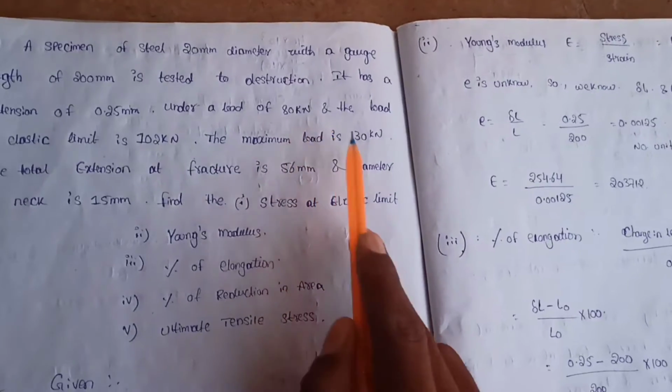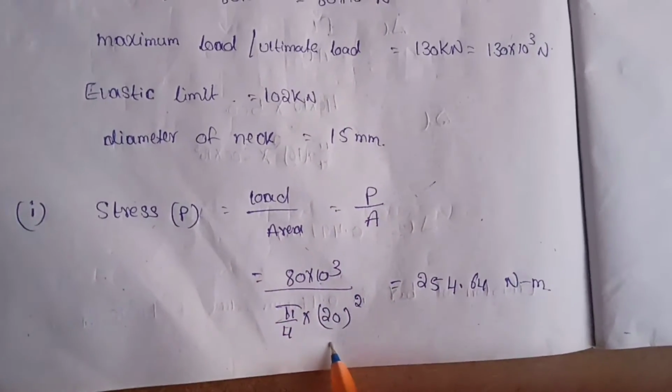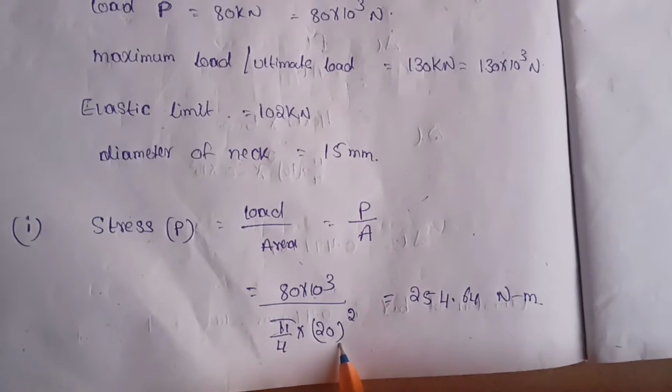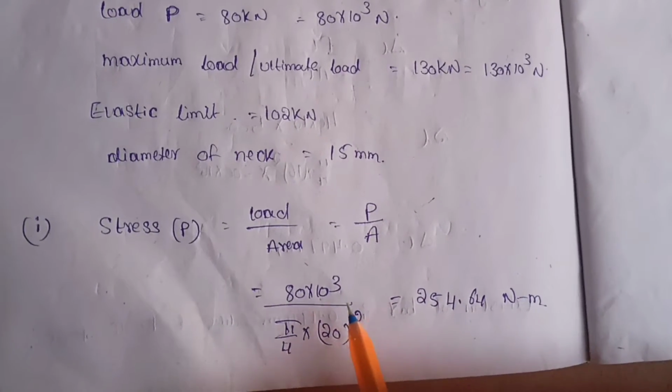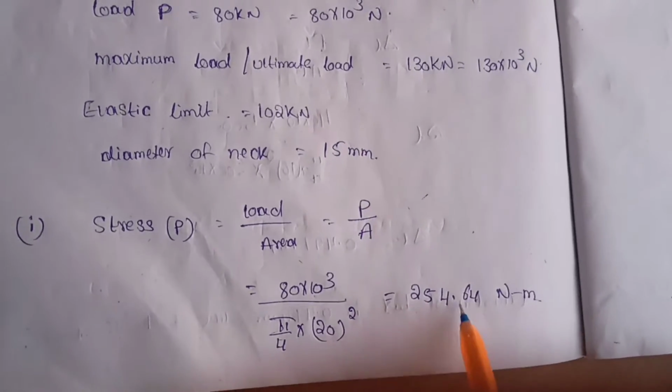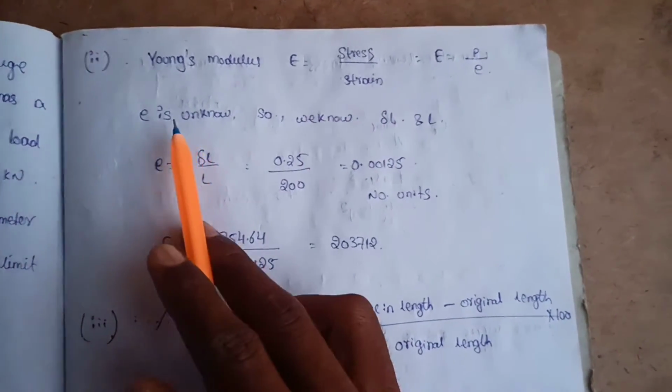Not only here, also into 10 cube. And area, load by area, pi by 4 into d square. D means 20, so 20 square. So we use a calculator and get an answer of 254.64 Newton meter. First one completed. Next, second problem.